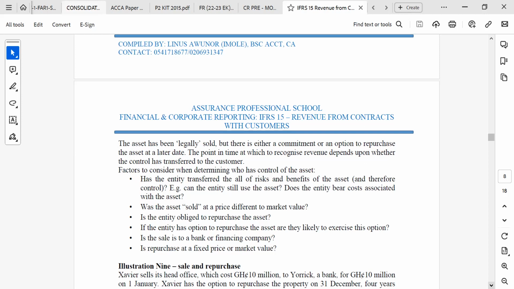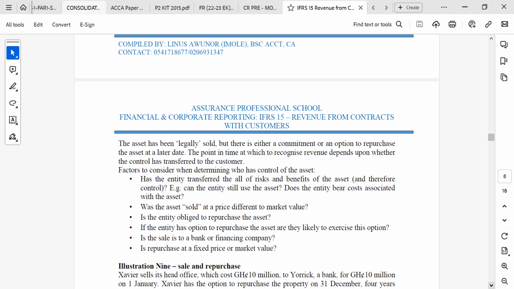Is the entity obliged to repurchase the assets? Do you actually have the right, or is it compulsory for you to purchase the asset back? Those are the questions that you have to ask. If the entity has the option to repurchase the assets, are they likely to exercise this option? Is a sale to a bank or a financing company repurchased at a fixed price or market value?